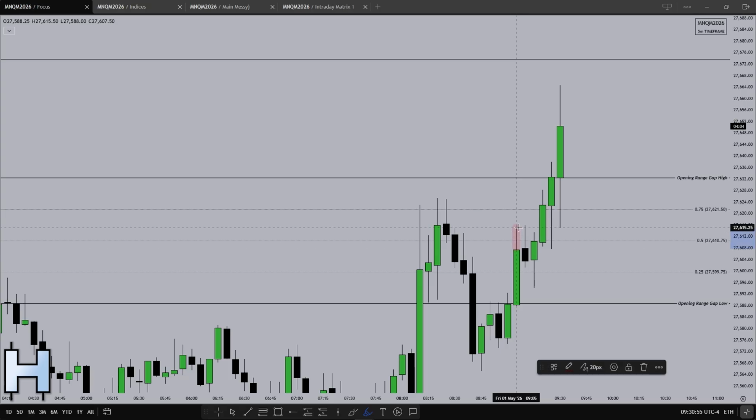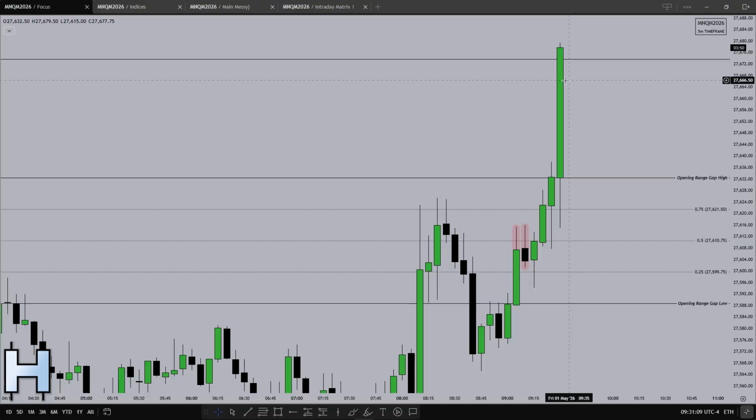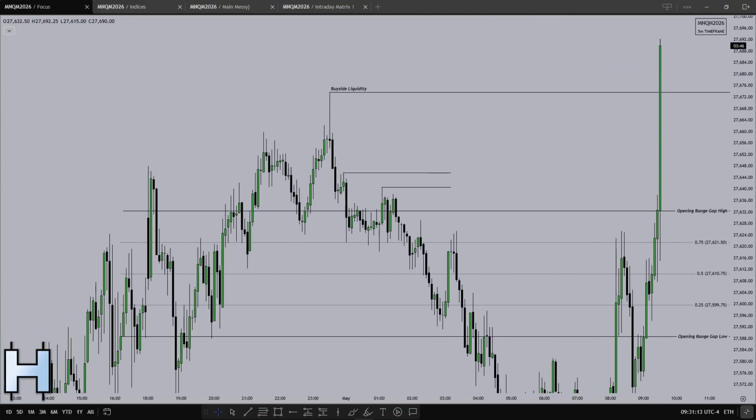Since then, we've had a lot of wicks. So we've had wick, wick, wick, wick back through that range, wick through that range, right? So all of this becomes a balanced price range. And then you can see the delivery to all-time highs from that 1 minute fair value gap. And then now we're above all-time highs.